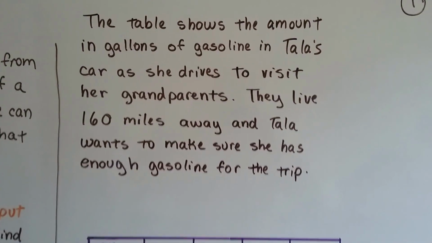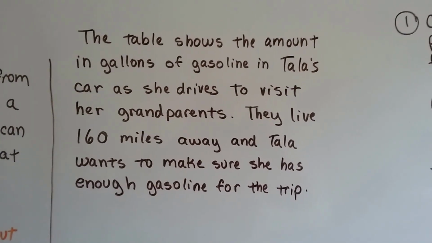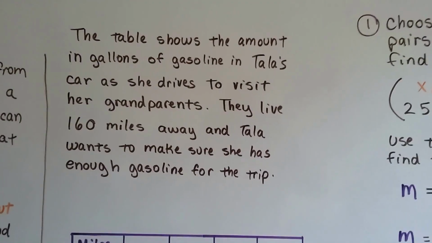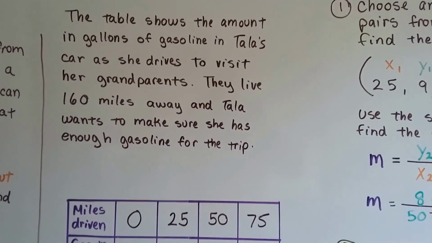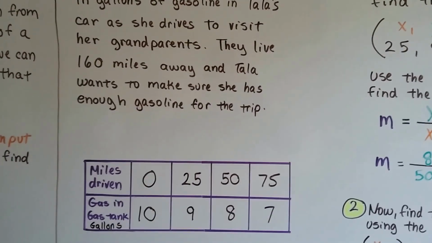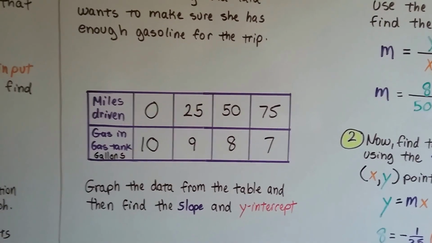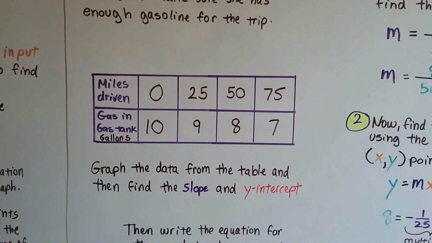If you saw in the last video, this was Tala going to her grandparents' house, and the table shows the amount in gallons of gasoline in Tala's car as she drives to visit her grandparents. They live 160 miles away, and Tala wants to make sure she has enough gasoline for the trip. And this was our table. So we're going to write an equation using this table.